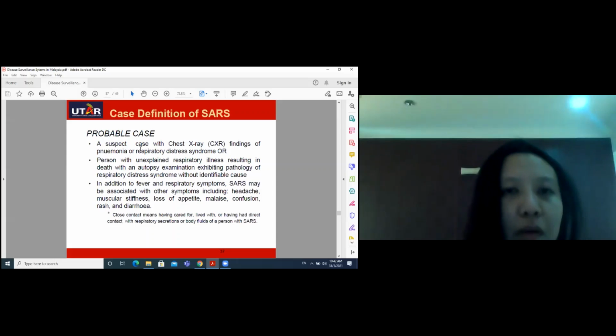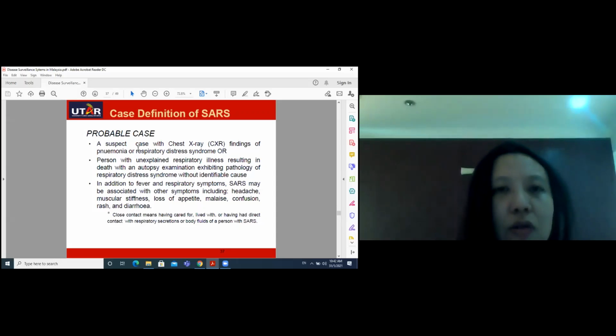And we also have a probable case, which is any suspect case with chest X-ray findings of pneumonia or respiratory distress syndrome, or a person with unexplained respiratory illness resulting in death. In addition to fever and respiratory symptoms, SARS may be associated with other symptoms, including headache, muscular stiffness, loss of appetite, confusion, and diarrhea. Close contact here means having cared for, lived with, or had direct contact with respiratory secretions or body fluids of a person with SARS.